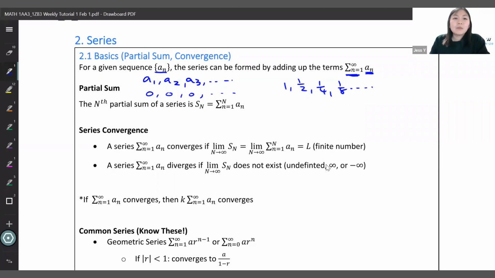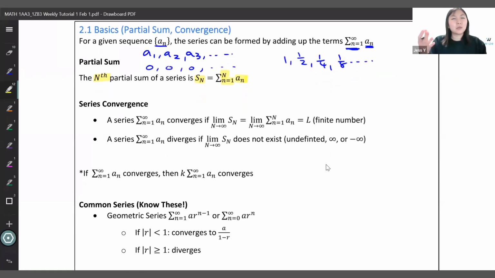Now, instead of adding up infinitely many numbers, we can add up the first n numbers. That is called the nth partial sum. So I'm not adding up all of the infinity, that many numbers. I'm just cutting it off. I'm adding up the first 100, or the first 1,000, or the first 10. That's called the nth partial sum. And it's defined to look like this. S_n is the sum where n goes from 1 to n of a_n. So I'm just adding up the first n terms.